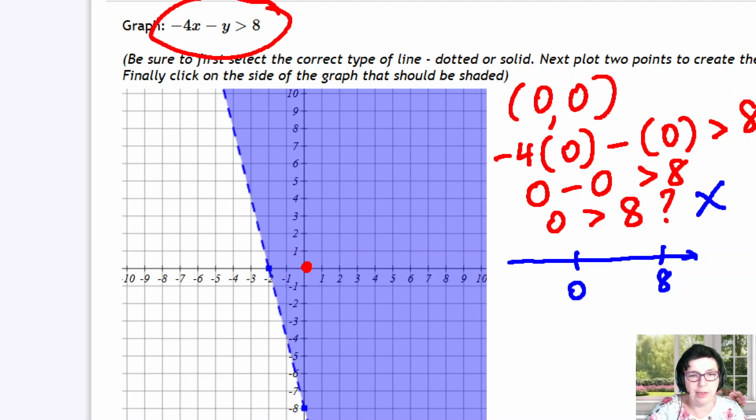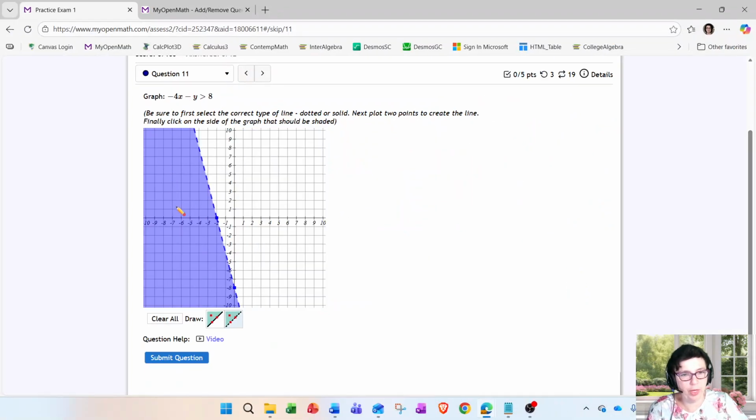What that means is 0, 0, this point right here should not be shaded. It should not be in the solution region. So that means that we should shade the other side. So we're going to go ahead and shade this side right here. And you can place the point anywhere as long as you shade the left side, because 0, 0 should not be there, as we just determined.